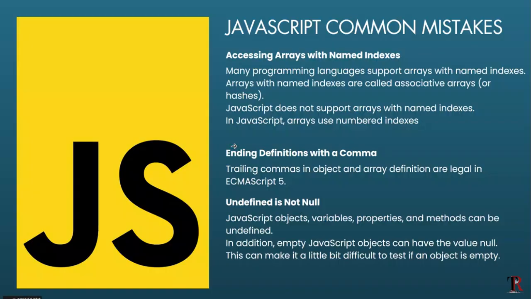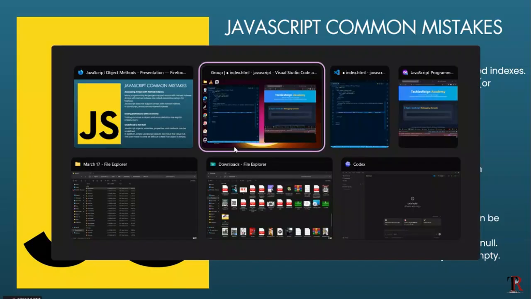In addition, empty JavaScript objects can have the value null. This can make it a little bit difficult to test if an object is empty.